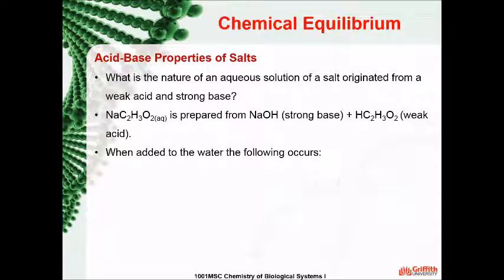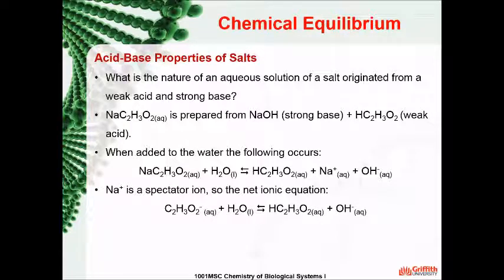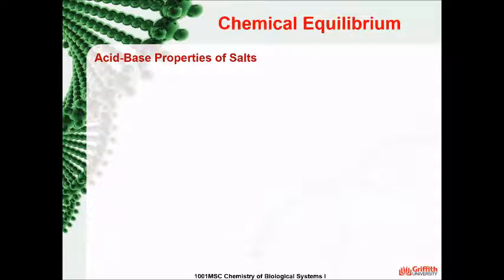When added to water, the following occurs: sodium acetate plus water in equilibrium with acetic acid plus sodium ion plus hydroxide ion. The sodium ion is a spectator ion, so the net ionic equation is the acetate ion plus water in equilibrium with acetic acid plus the hydroxide ion. There is an abundance of OH- ions in the solution, thus the nature of the solution will be basic with a pH of greater than 7.